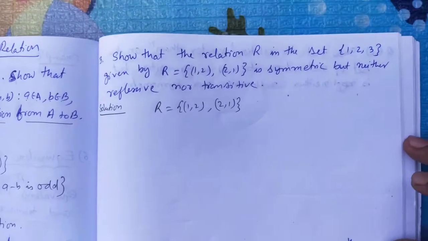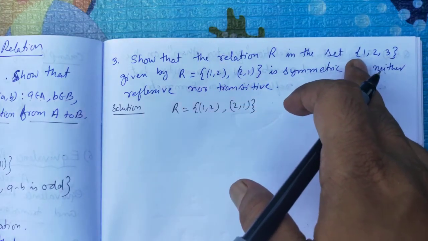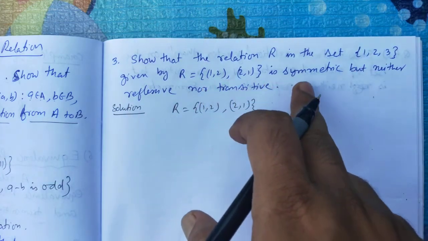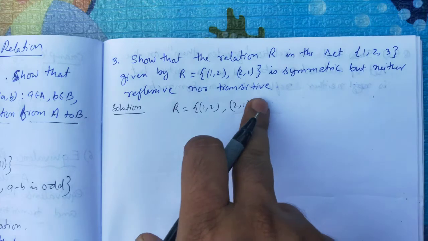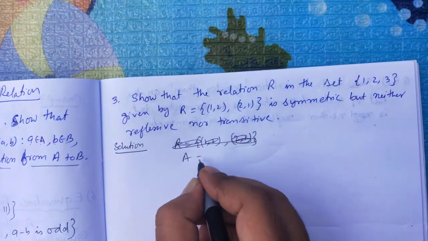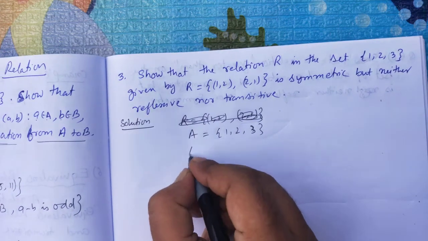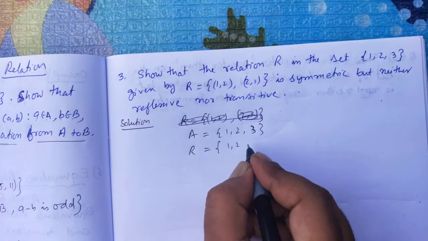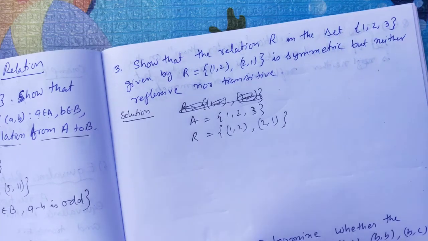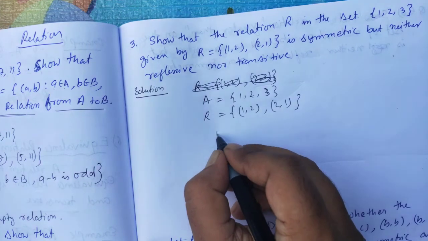Let's go to question number 3. Show that the relation R in the set A, where A is not given but {1, 2, 3} is given, R = {(1, 2), (2, 1)}, is symmetric but neither reflexive nor transitive. They have given, I'll just write A first. A is {1, 2, 3} and R is {(1, 2), (2, 1)}.